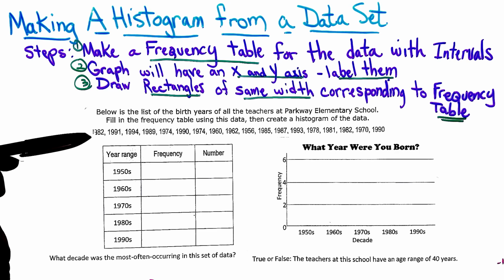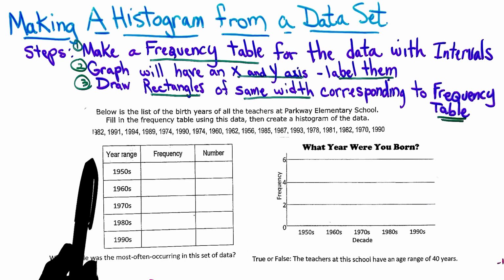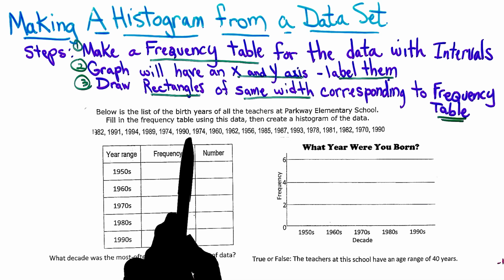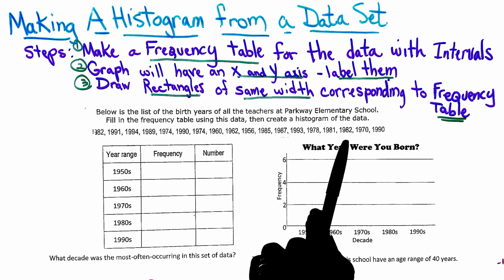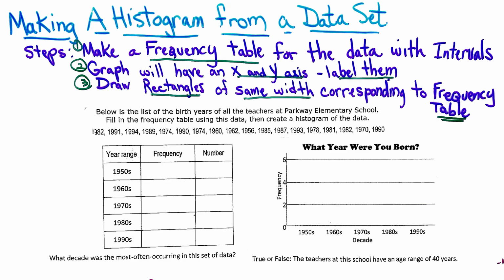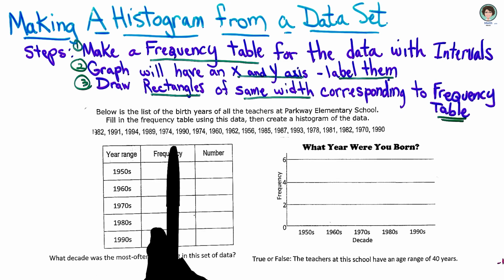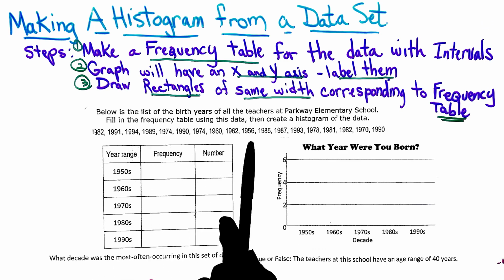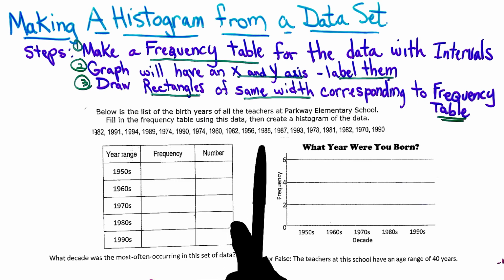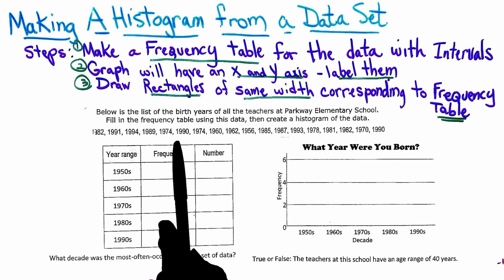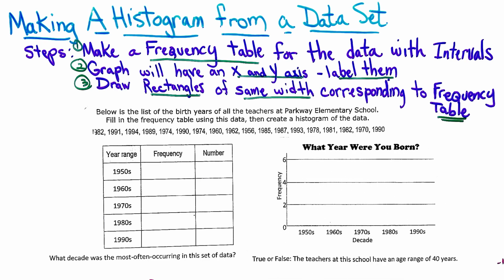So notice it runs from 1982, 1991, 1994, 1989, 74, 90. These numbers are definitely not in numerical order. But as I was looking over them, I saw that, going to the smallest decade, I have in the 50s. And then I see that I have 60s, I have 70s, I have 80s, and I even have some 90s for the years.